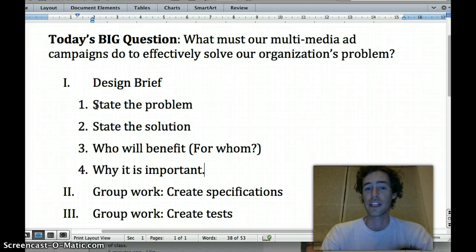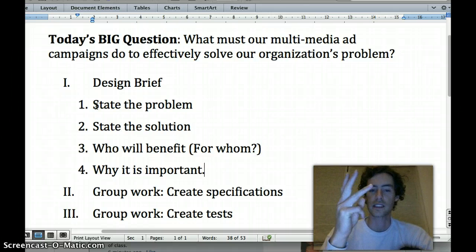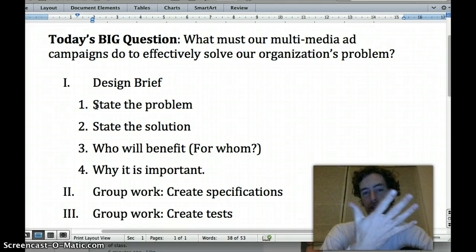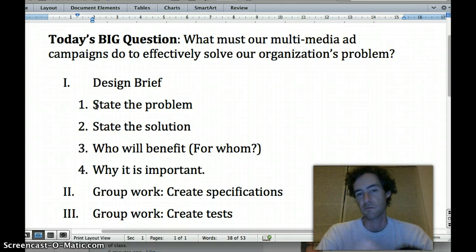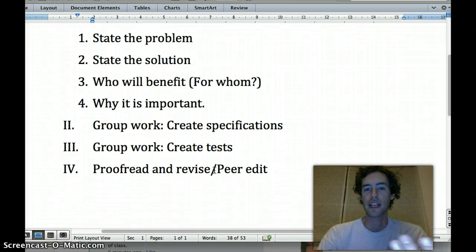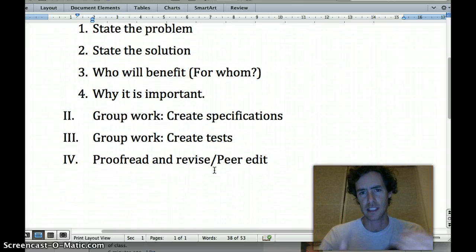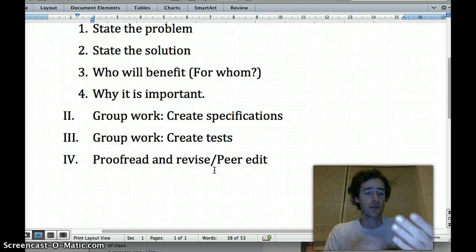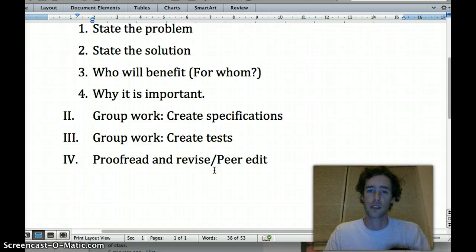Remember that it can literally be as easy as 1 sentence or 2 to state the problem, 1 sentence to state the solution, 1 sentence to say who will benefit, and 1 more to say why it's important. We're talking maybe 5 sentences max. It should be brief because, after all, that's what a design brief is. Just think, if your parents ask you, well, what are you doing in design technology? You should be able to show them the design brief. They read it. Oh, problem, solution, why it's important, and for whom? Yeah, I get what you're doing.